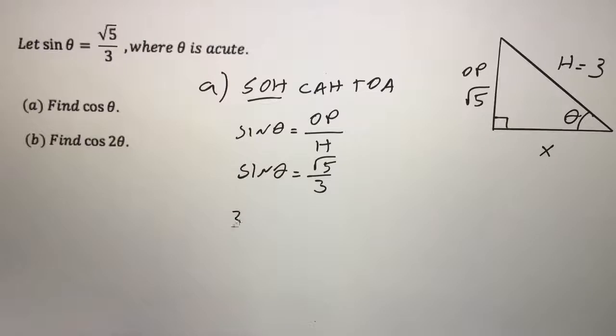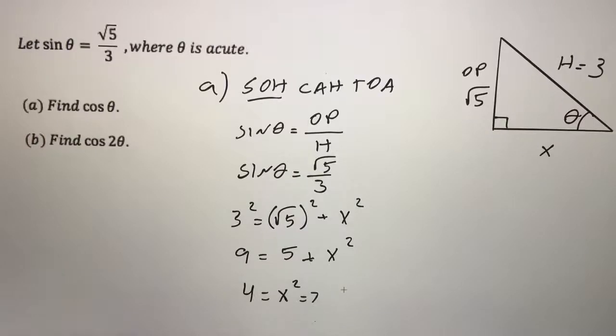So from Pythagoras, I can find the other side of this triangle. So let's do that. 3 squared equals the square root of 5 squared plus x squared, which gives us that 9 equals 5 plus x squared, which gives us that 4 equals x squared, which ends up giving us that x is plus or minus 2, or just 2 because we're talking about the side of a triangle, right?